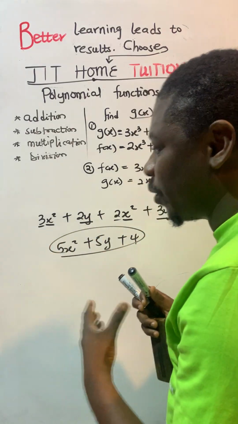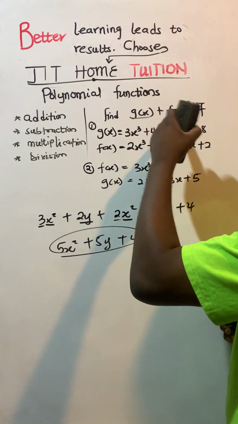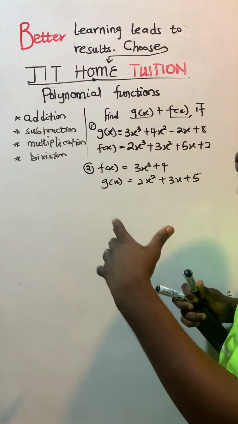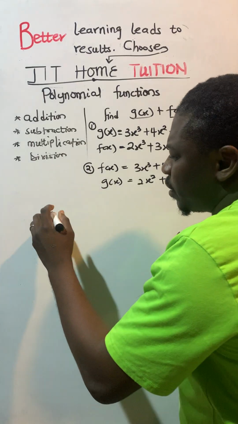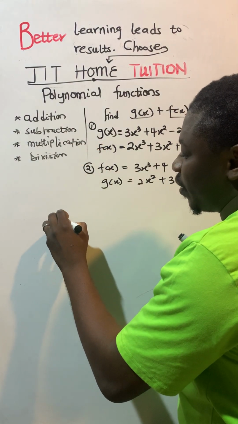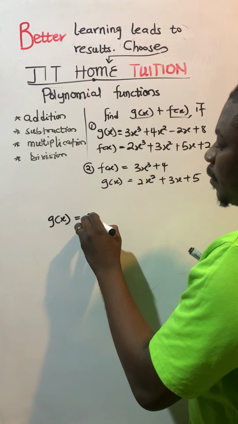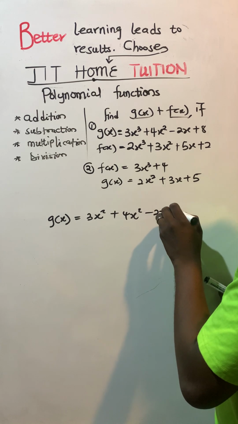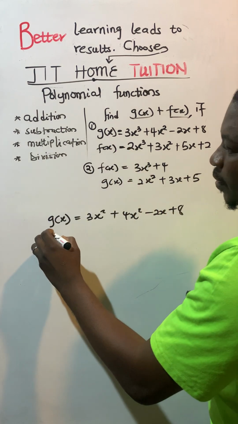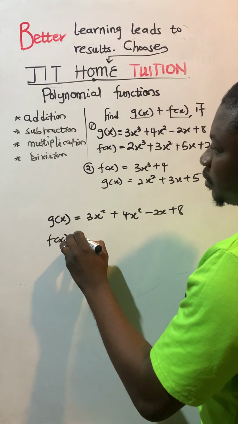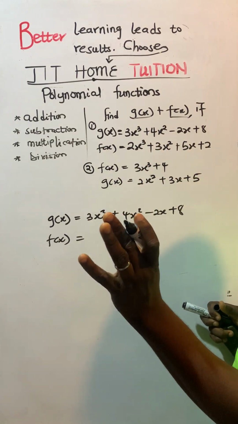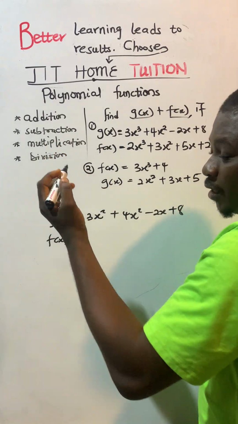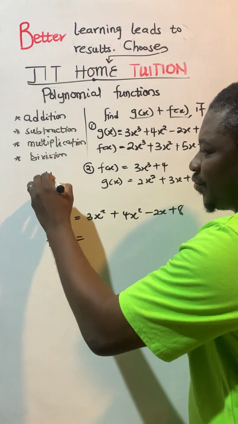This is under algebra. But in polynomials too, it will be given to you in the form of a function. So how do you go about it? You can do it this way. You have j of x equal to 3x squared plus 4x squared minus 2x plus 8. Then you have f of x being equal to... here is where the catch is. You are going to add it as though you are doing the usual mathematics addition that we have been doing, that is 4 plus 8.